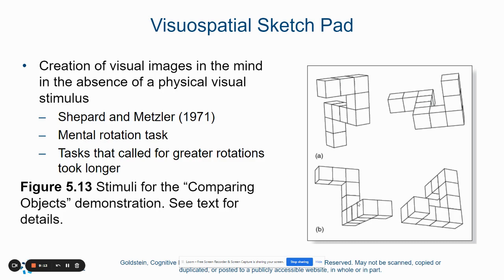The Visuospatial Sketch Pad is how we can create visual images in the mind whenever there's no physical visual stimulus there. It's how you can mentally rotate something and still imagine how it might look.